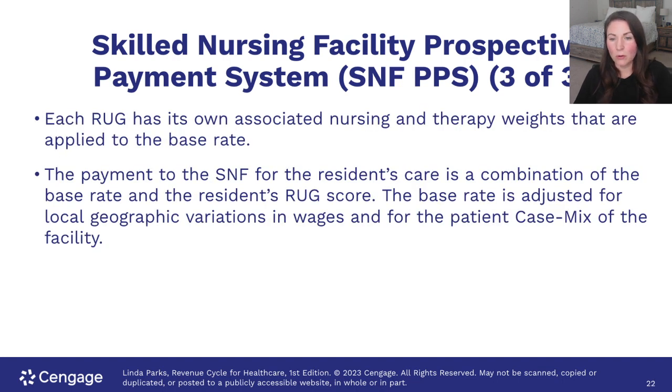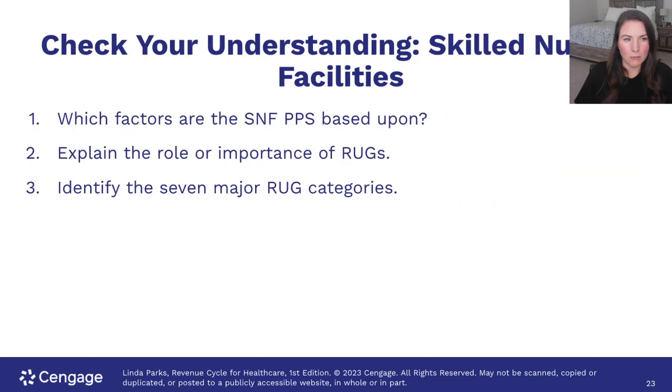Each RUG has its own nursing and therapy weights that are applied to the base rate. So just like how relative weights are used, the payment that the SNF receives is a combo of the base rate and the resident's RUG score. And like others, the base rate is adjusted for local geographic variations in wages, cost of living, and for the patient case mix index of the facility. The case mix accounts for the differences between residents, okay? Residents that use similar amounts of resources are grouped together. All right, moving on.